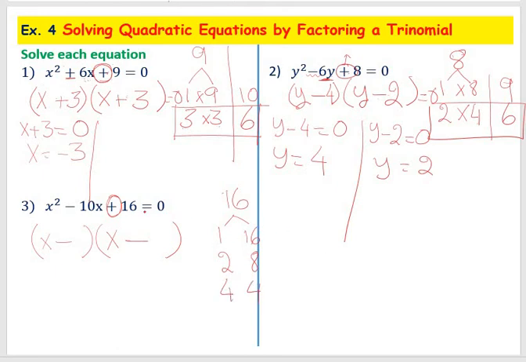Now let's test them. I'm going to add them to see what is their sum. 1 plus 16 will give me 17. 2 plus 8 will give me 10. And 4 plus 4 will give me 8. I can see the 10 here, so I'm going to use this one. I'm going to put here my 8 and here my 2. And it doesn't differ because the signs are the same. I can put here the 2 and there the 8.